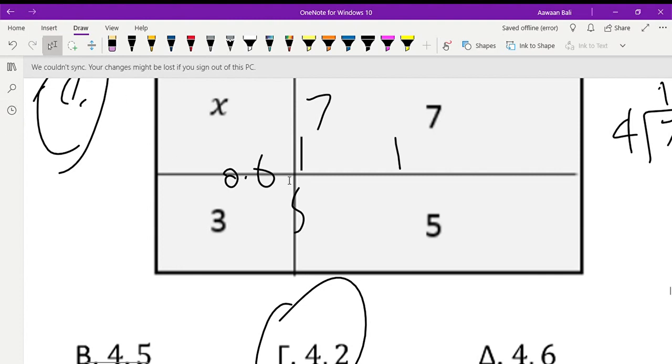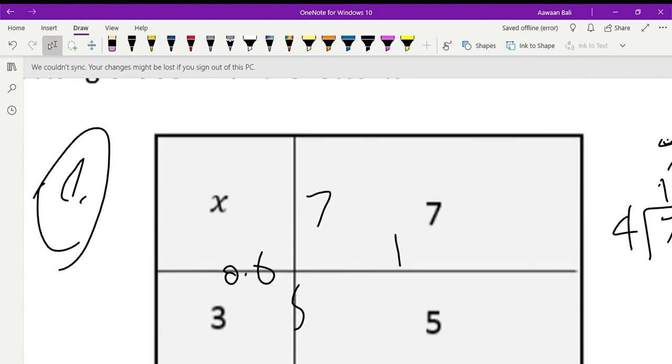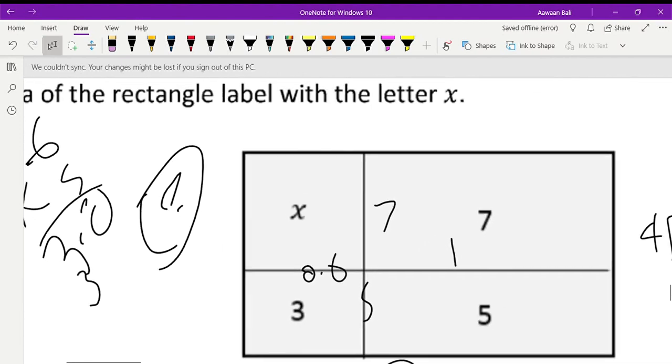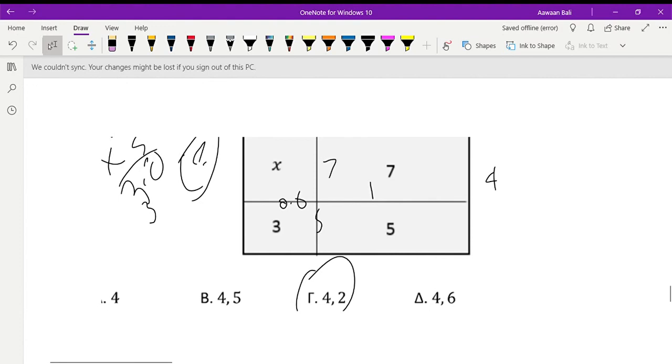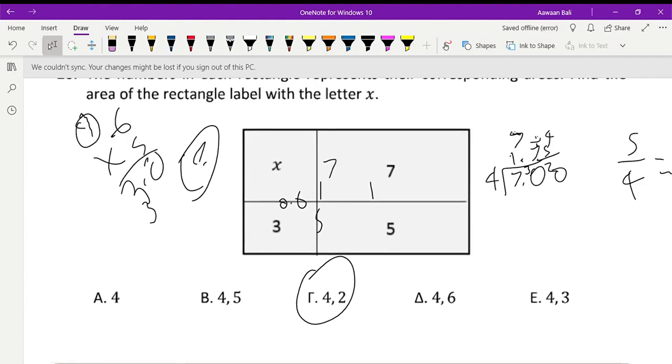And 5 divided by 3 is 0.6. 5 divided by 1 is 5, so the 1 goes there and the 7 goes on the side of X. 0.6 times 7 is 4.2, so therefore the answer is gamma.